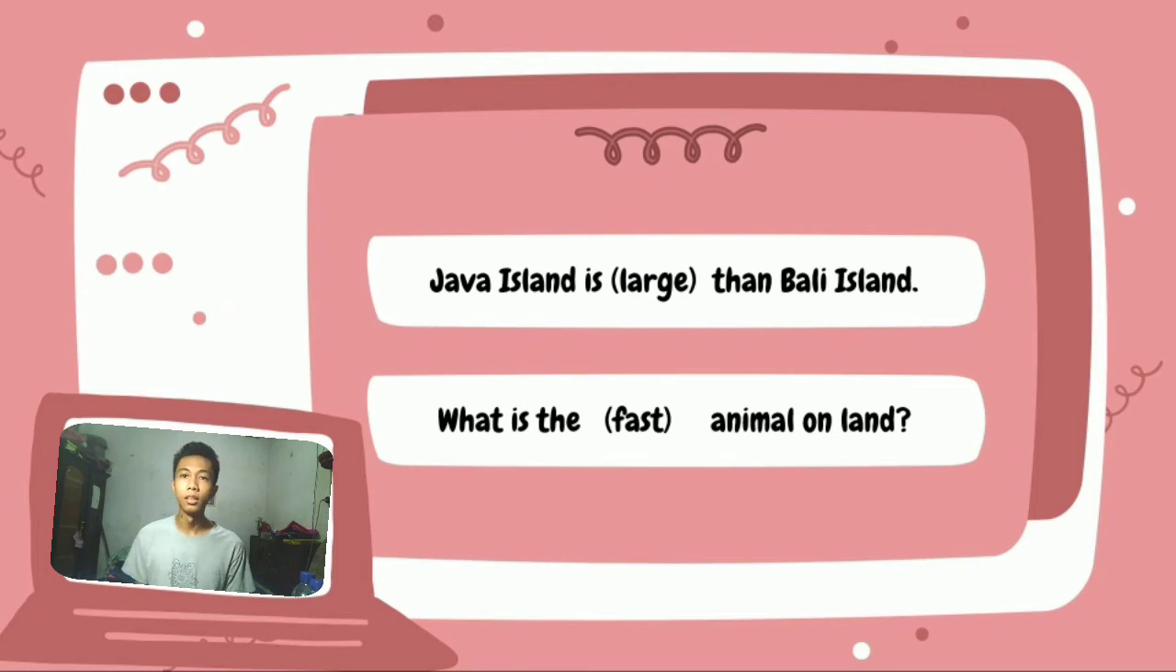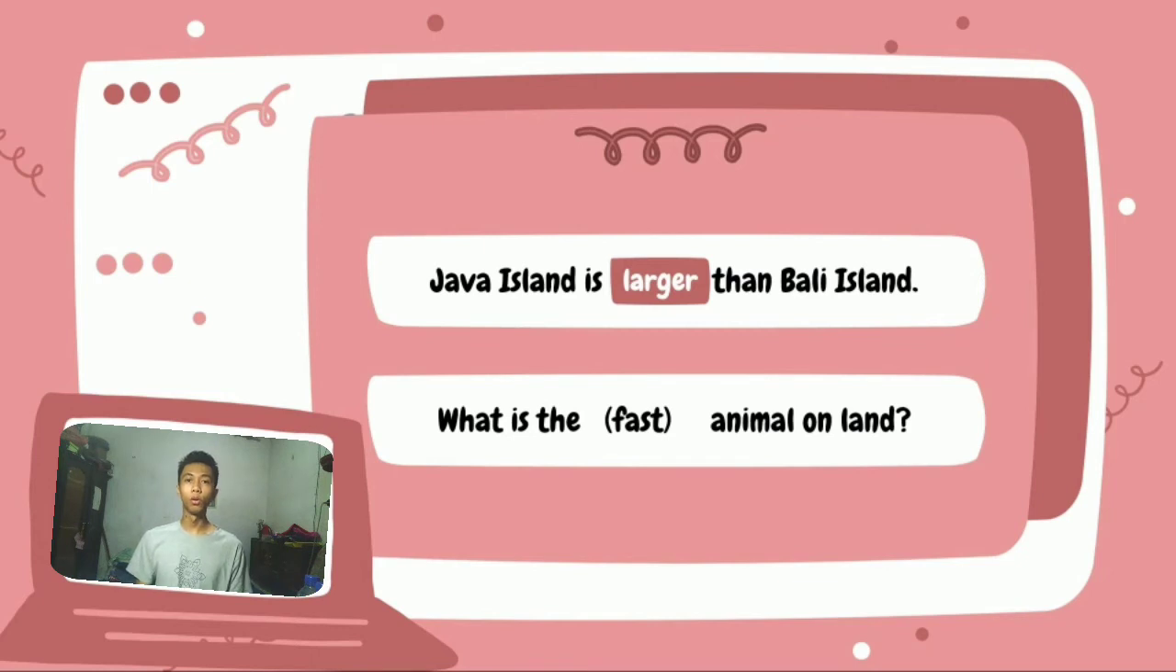In the sentence, there's an adjective, large. How do we pronounce large? We pronounce it as large, which is one syllable. So large is a one-syllable word, and because large is a one-syllable word, we have to add er to the back of the word. So large becomes larger, and the sentence becomes, Java Island is larger than Bali Island.